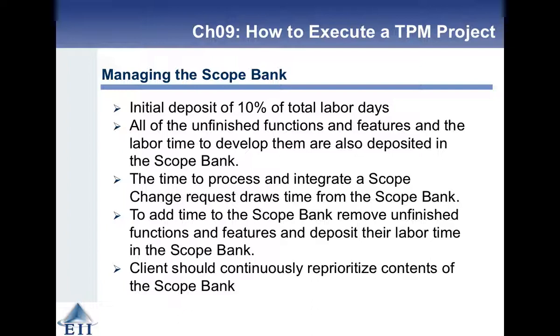So we talked briefly in the previous lecture about the scope bank. You have an initial deposit of, say, 10% of total labour, so that you can process scope change requests and draw down time from the scope bank to actually do them without having to impact the schedule. If there is a list of stuff in the scope bank, then the client should regularly reprioritize everything. You should add time to the scope bank if you decide that there's stuff that we're not going to do, and you should remove time from the scope bank once you decide to do new stuff.